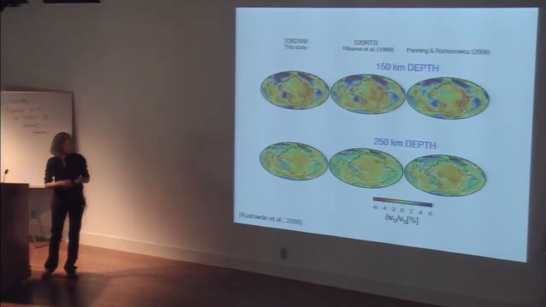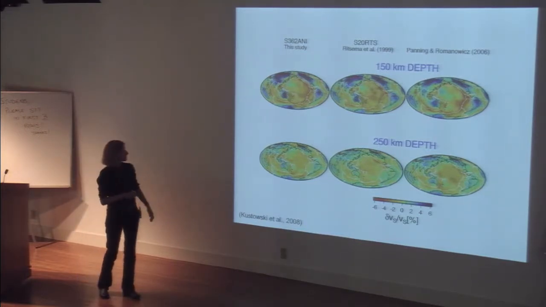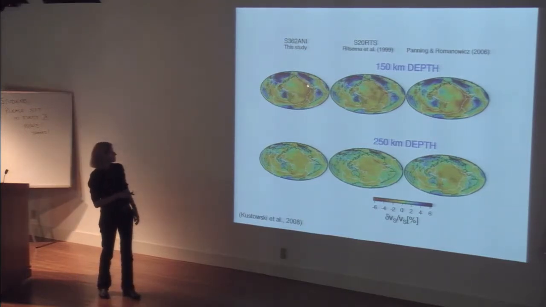Okay, so if we go a little deeper, here's 150 kilometers, three different models. Again, the models look quite similar in their key features. We still see the tectonics. We still see really strong signatures from the cratons. We see some parts of the continents, of course, are not cratonic, so we see slow velocities under the Basin and Range, for example.